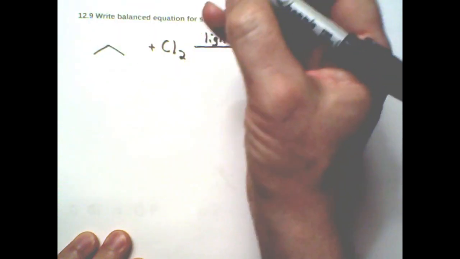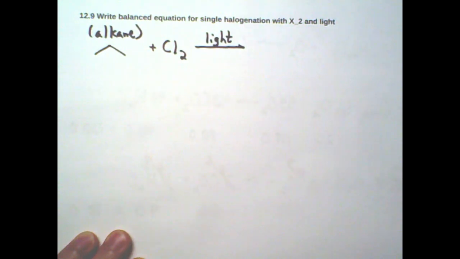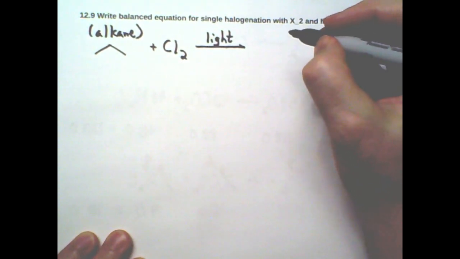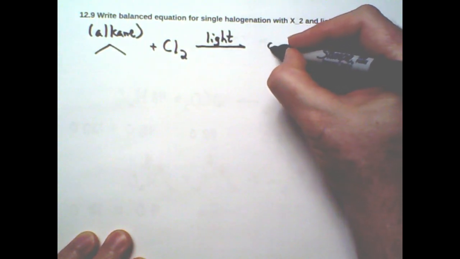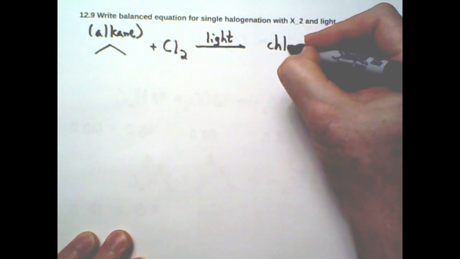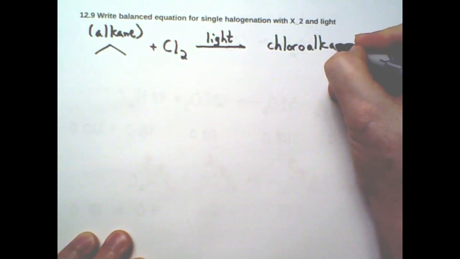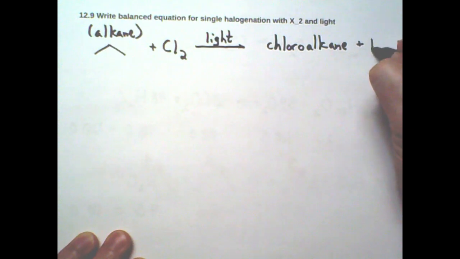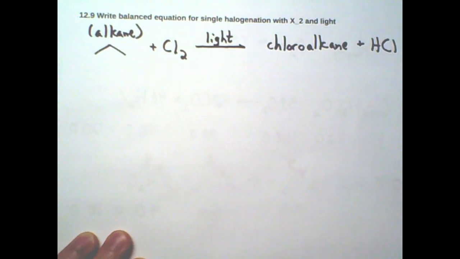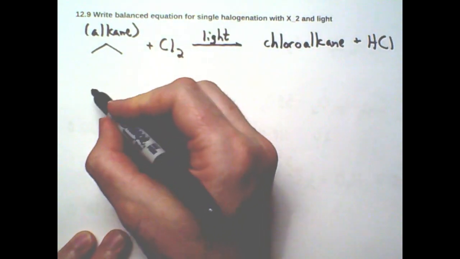So this is what you should have: alkanes plus chlorine and light. It's going to make chloroalkane and HCl.